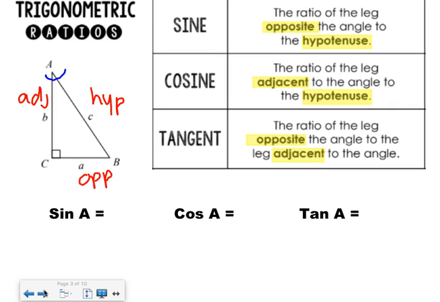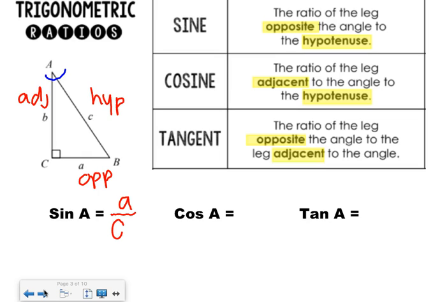So sine of A wants our opposite leg over the hypotenuse. So if I look here, what's our opposite leg? A. What's my hypotenuse? C. Done. But in your homework, you'll just have numbers instead of letters. So like 2 over 7 or something.